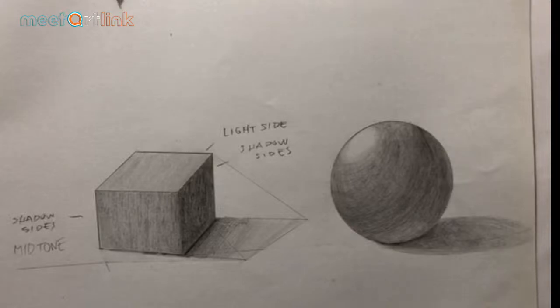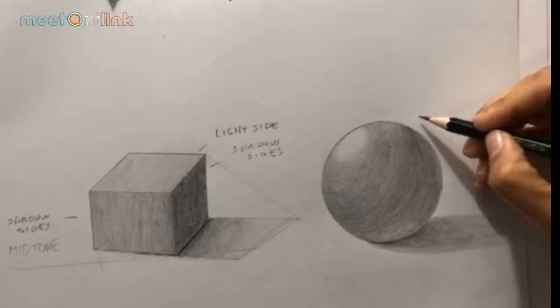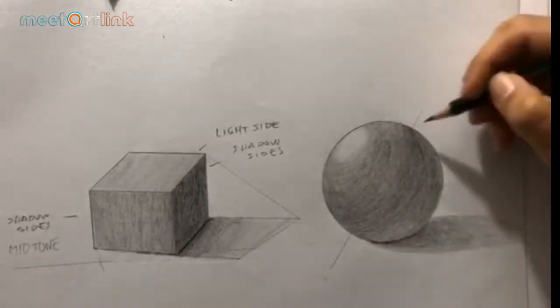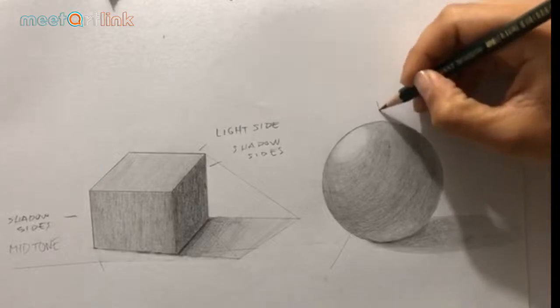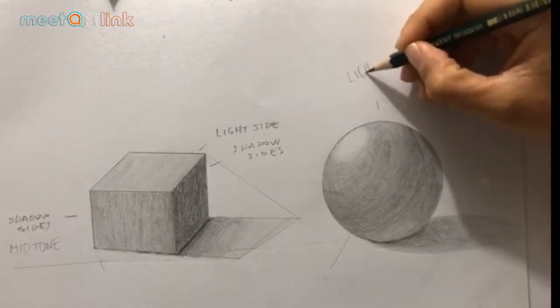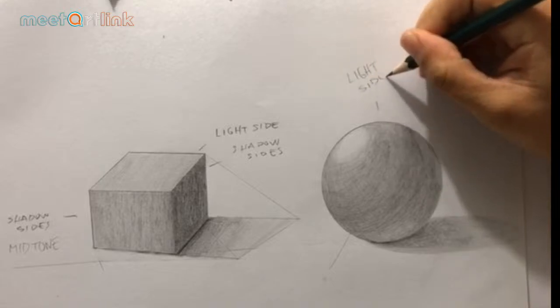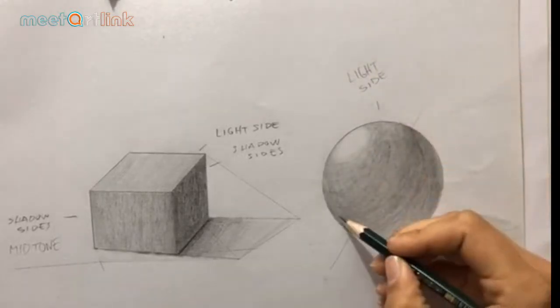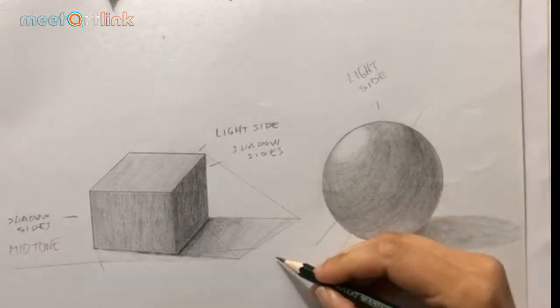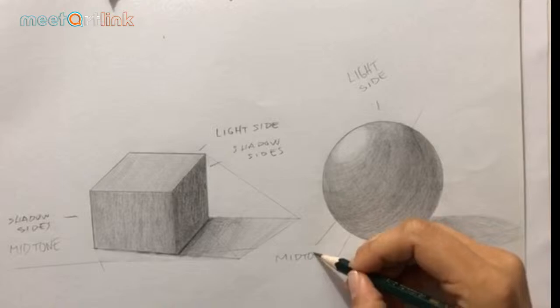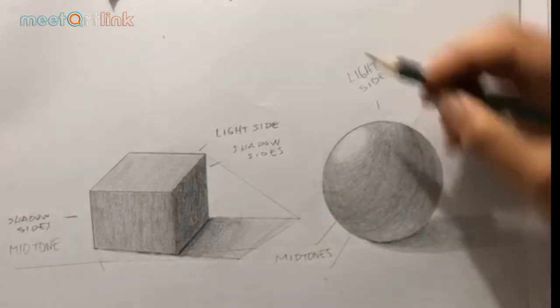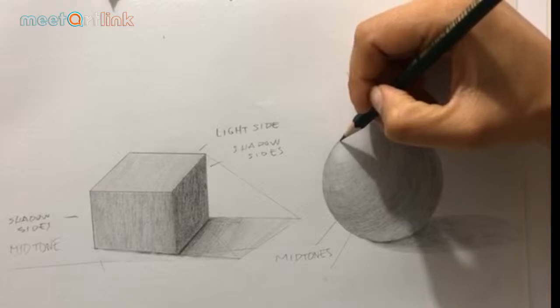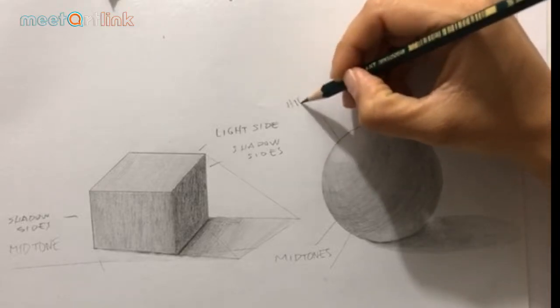So from here, if we were to name all the parts of our drawing, then we would have our line, and on this side we have light side. On this side, even when it's the light side, we still have midtone. Over here and over here, and in here we have very clearly our highlight.